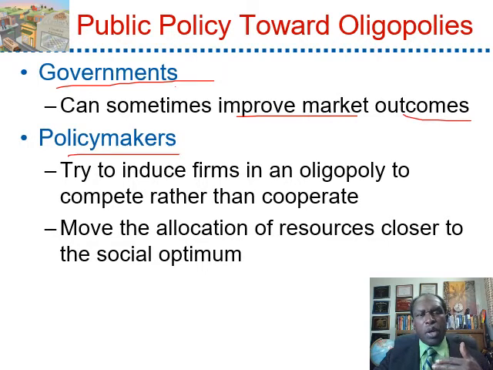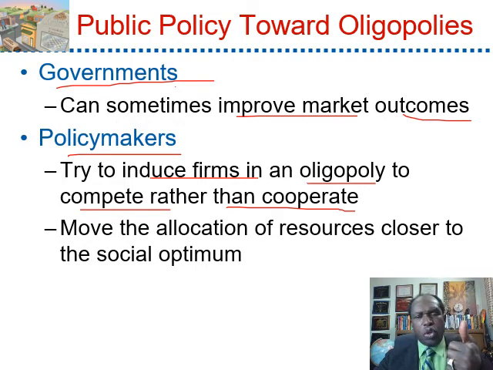So, policymakers try to induce firms in an oligopoly to compete rather than cooperate. If they compete, this will increase the output and lower the price. Therefore, this will also move the allocation of resources closer to the social optimal.